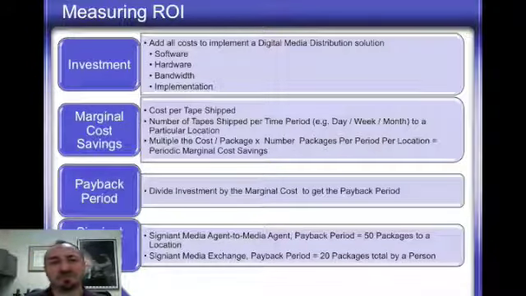So if you're doing agents, it's 50 packages to a location. If you're doing Media Exchange, it's per person, and it's about 20 packages. And a package could include one segment on one tape, or it could include 5 tapes in a single box.